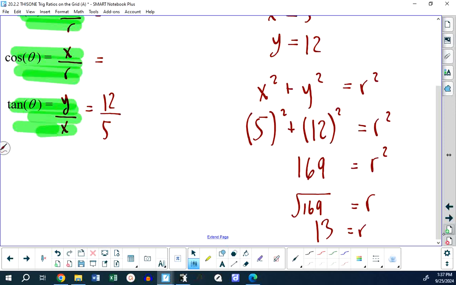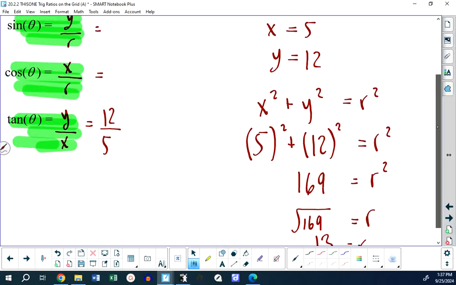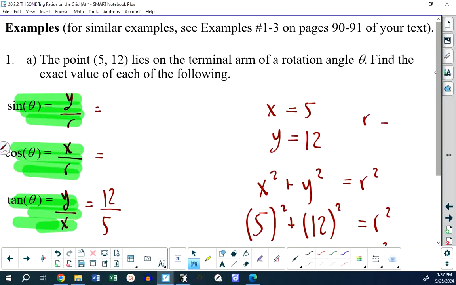R is a distance. So now that we know r is 13, I guess I can add it to my list up here just so we can see it. Sine is 12 over 13. Cos is 5 over 13. And we're done. That's it. We just need to find r so we could write out what the three things are. Any questions with 1a?